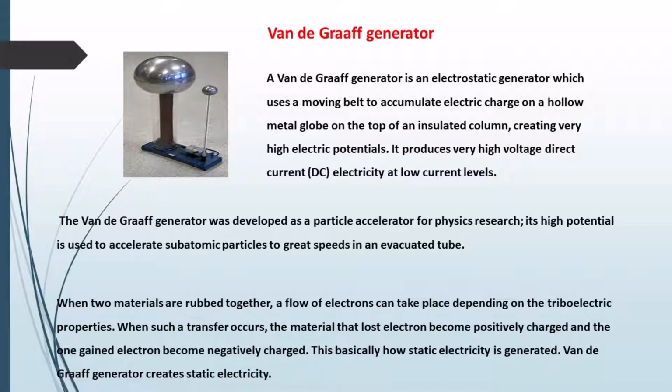The Van de Graaff generator works when two materials are rubbed together. A flow of electrons can take place depending on the triboelectric properties. When such a transfer occurs, the material that lost electrons becomes positively charged and the one that gained electrons becomes negatively charged. This is basically how static electricity is generated. Van de Graaff generators create static electricity.